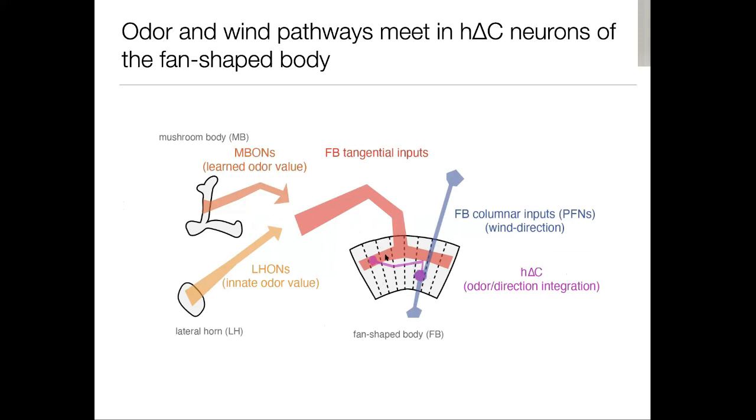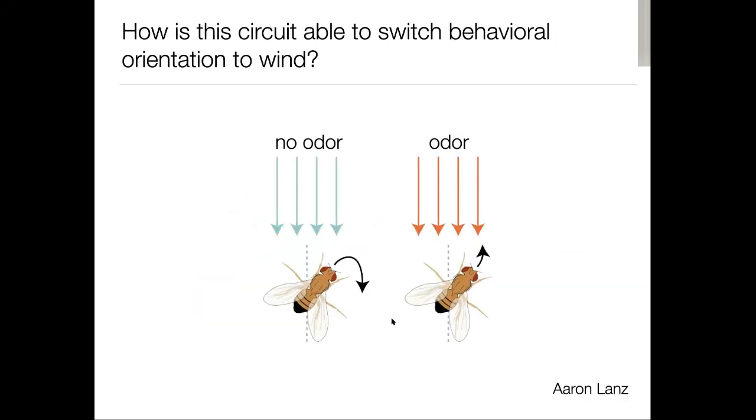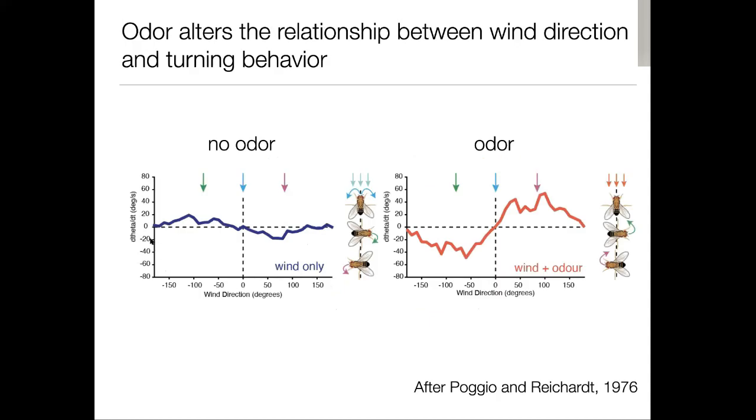But how is this circuit actually able to alter behavioral orientation to wind? Here, again, we turn to connectomics, and we developed a computational model of what we think may be going on, and we're working now to test this model. Coming back to this diagram, if we think about the flies that go downwind in the absence of odor and upwind in the presence of odor, we can think of this as odor altering the mapping between wind direction input and motor output. We can see this quantitatively if we look at our behavioral data. If we look at which direction flies turn at the moment that either odor hits them or that they lose the odor, as a function of which way they are oriented with respect to the wind, we can get these orientation tuning curves.